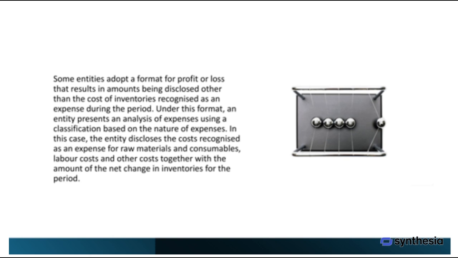Some entities use a profit or loss format that discloses amounts differently than simply showing the cost of inventories recognized as an expense during the period. In this approach, expenses are analyzed based on their nature. The entity discloses the costs recognized as expenses for raw materials and consumables, labor costs, and other costs, along with the net change in inventories for the period.